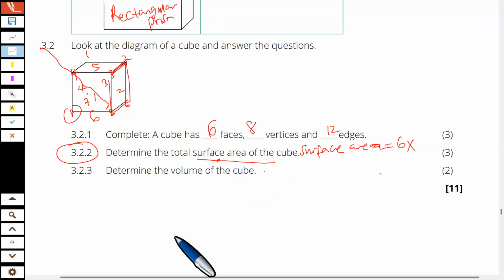Right, so obviously now you need to determine the total surface area of the cube. The total surface area of the cube is 6 times side squared, because there are 6 faces. Each face is side squared, but there are 6 of them. So you have 6 by side squared. Okay, so try the next one, 3.2.3.